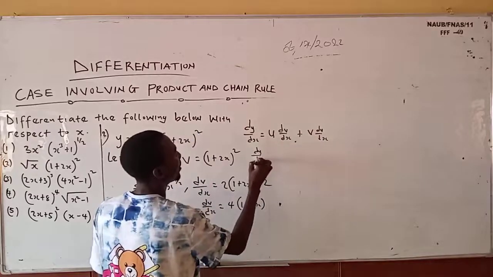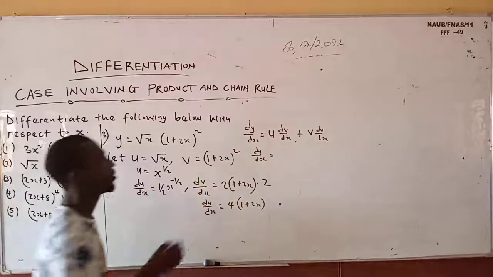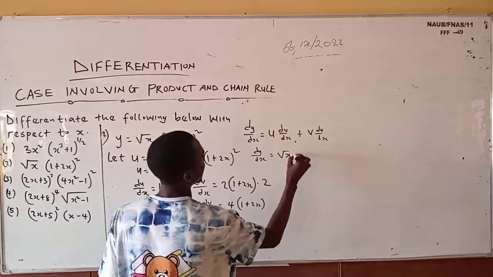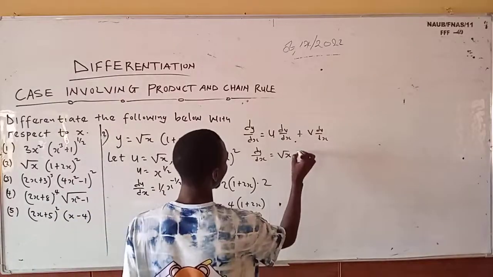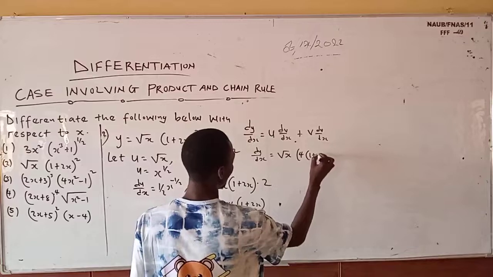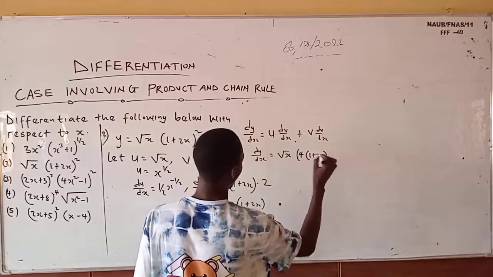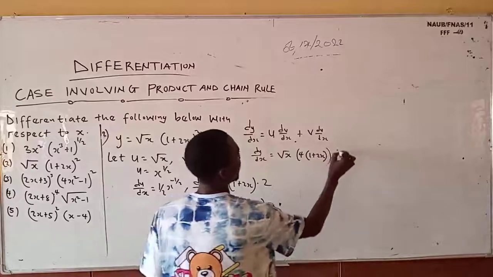So dy/ds will be equals to u. What is u? U is root s, multiplied by dv/ds. This is dv/ds, right? So this is 4 into 1 plus 2s. You can close the bracket, plus v.